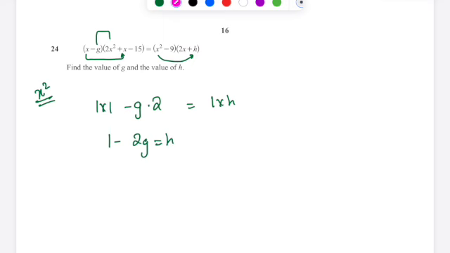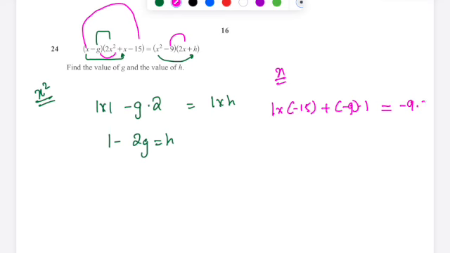Next, I'll try to find the coefficient of x. How can I get x? x times minus 15. So 1 times negative 15 and minus g times 1. And how can I get x over here? Just only minus 9 times 2. So minus 15 minus g equals minus 18. So 15 plus g equals 18.